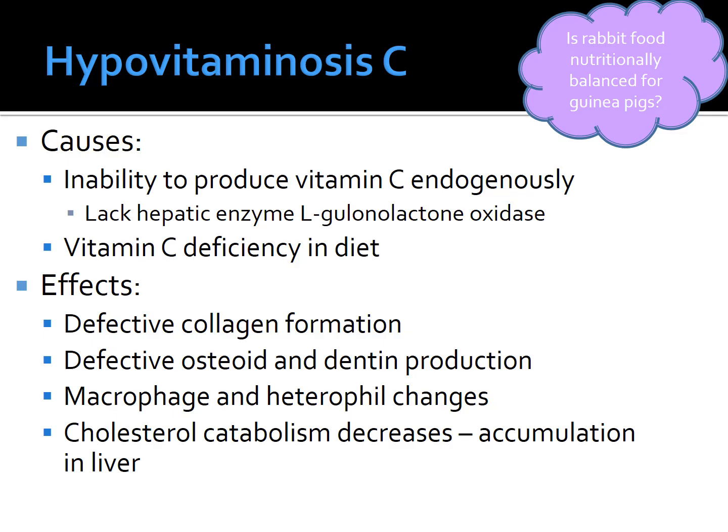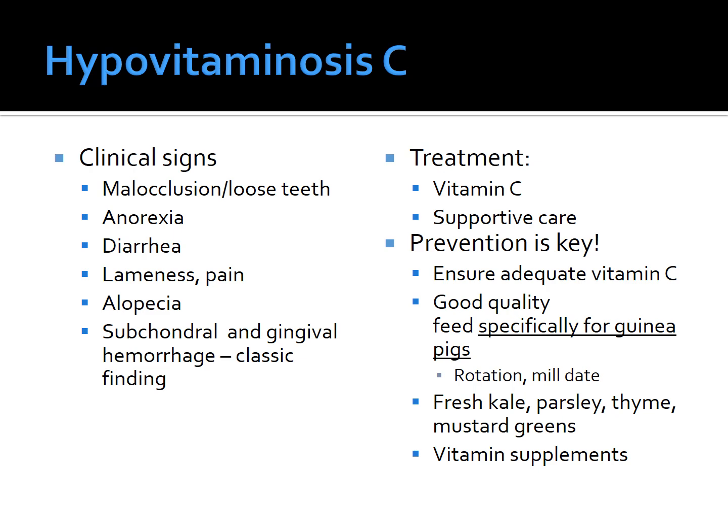So true question for you: is rabbit food nutritionally balanced for guinea pigs? Really hoping that you're saying no to me. With hypovitaminosis, things that you might see are possibly malocclusion or teeth that are loose or falling out, anorexia, diarrhea, lameness, pain, alopecia, and then gingival hemorrhaging. That's a classic finding. If you see bruising, bleeding in their mouth, that could very well be scurvy, as this is also called.